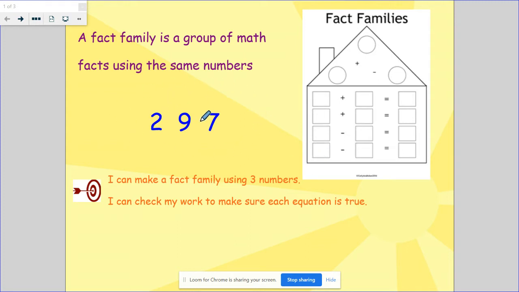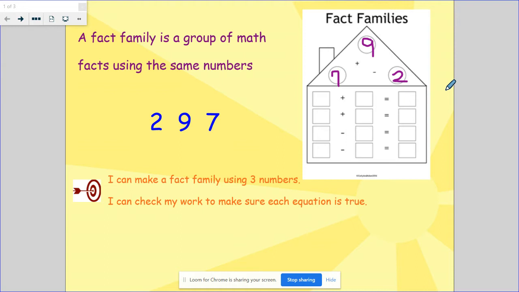I'm thinking about 2, 9, and 7, and the first thing I'm going to do is put the largest number up top. So I'm going to write a 9 in here. I'm going to write my 7 here, and I'm going to write my 2 here. That's just helped me think about, what are the three numbers I'm going to be using today? How am I going to use these numbers in 2 addition facts and 2 subtraction facts?